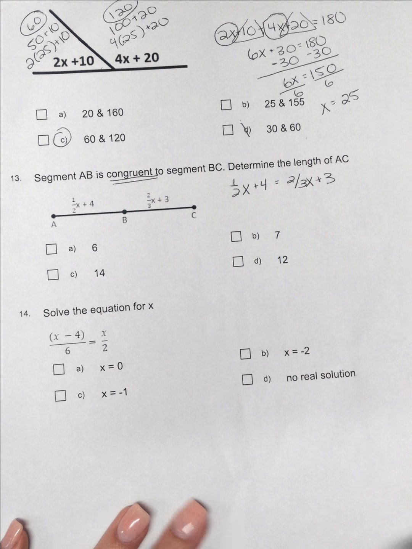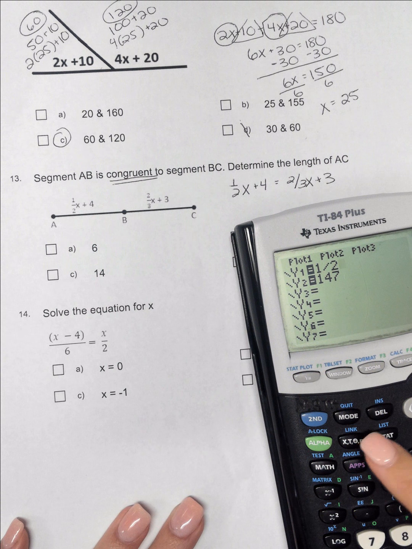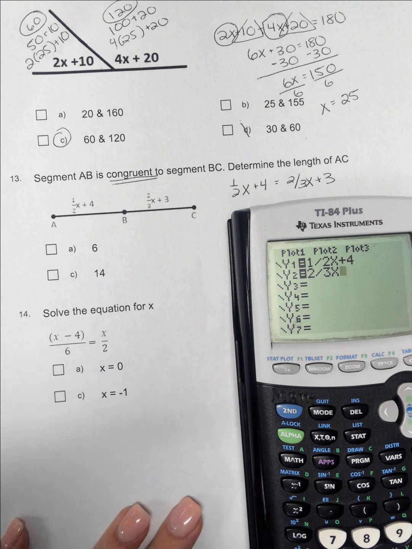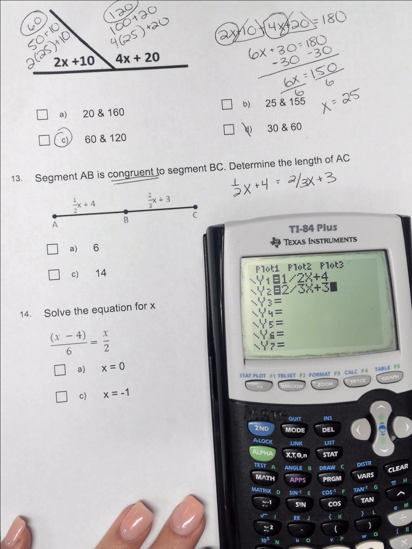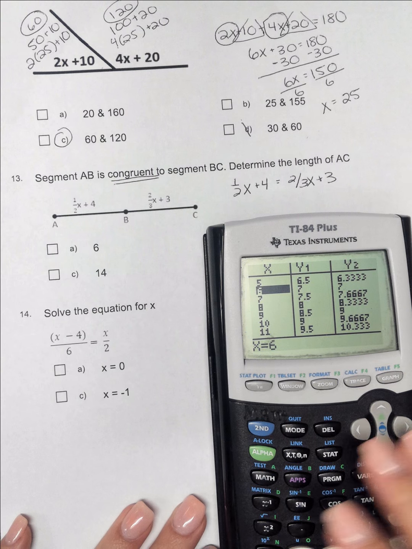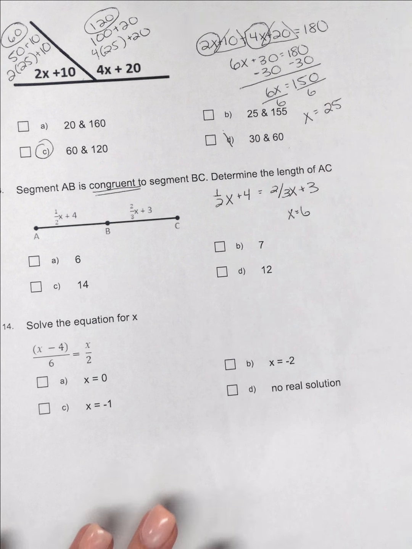I could put that in y equals. Y1 is the left side. So 1/2 x plus 4. Y2 is 2/3 x plus 3. You will notice in geometry that a lot of the things that you're doing is all vocabulary. So these are the same at 6. So x equals 6.